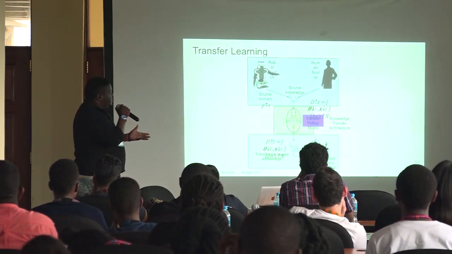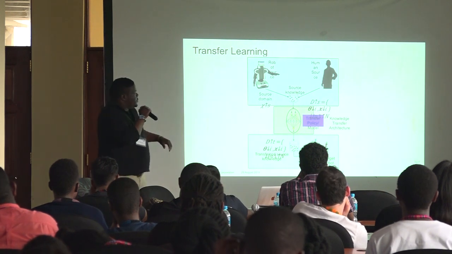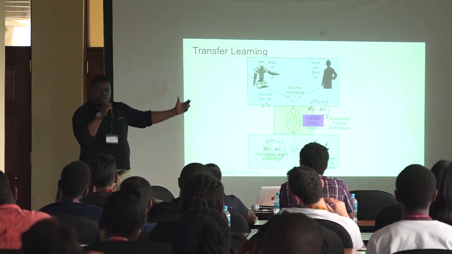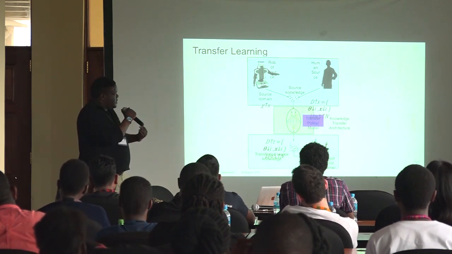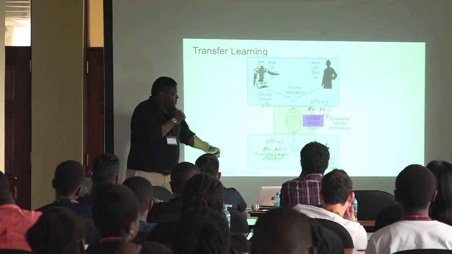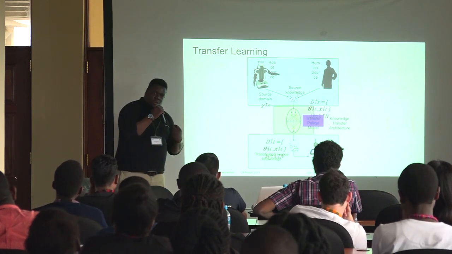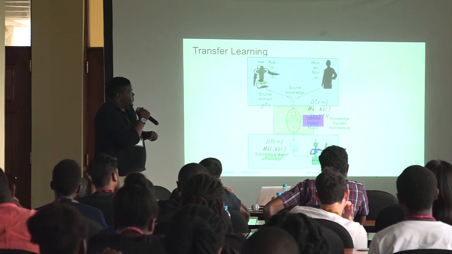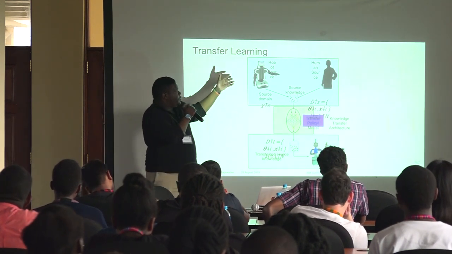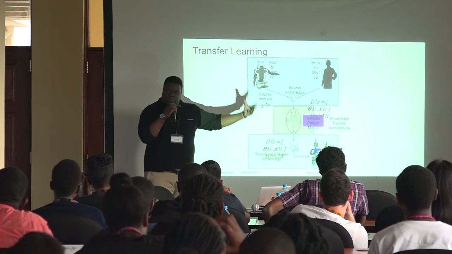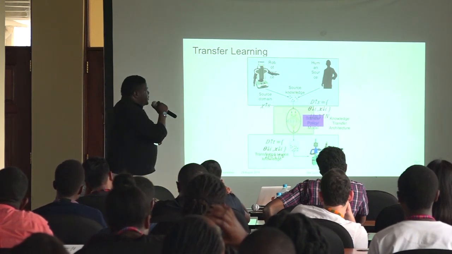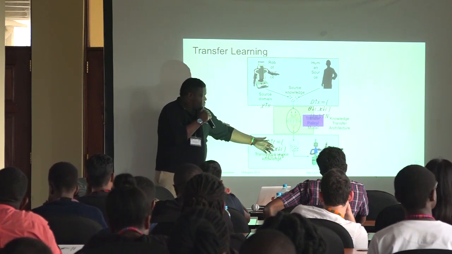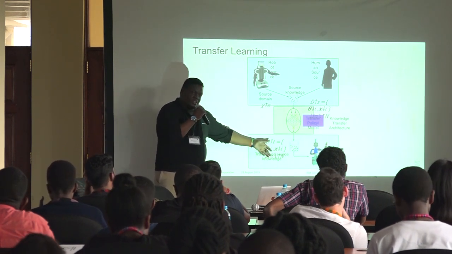Basically in transfer learning you have two domains. You have the source domain. This is a domain where you've collected a lot of data, or you're able to collect a lot of data. And you also have a target domain. This is the domain where you have a new robot that is trying to learn its tasks. In the source domain, this can either be a robot or a human, in the case of learning from demonstration. So the idea is, how do you use source data to accelerate learning in the target domain?